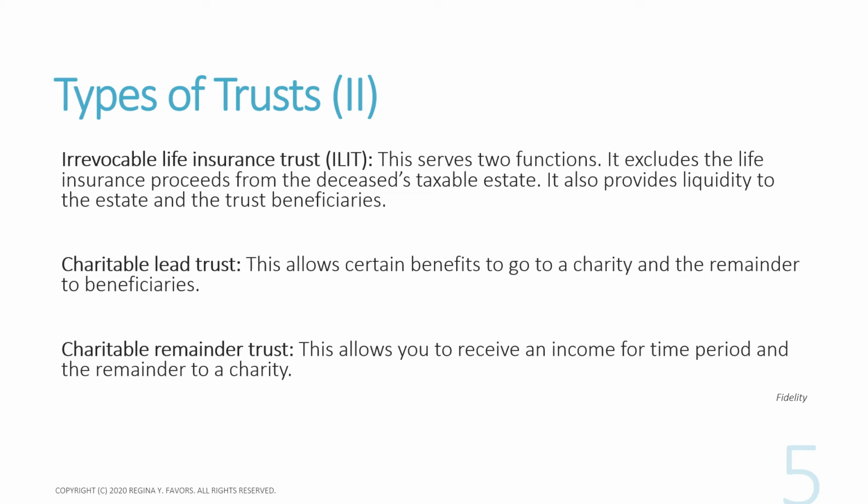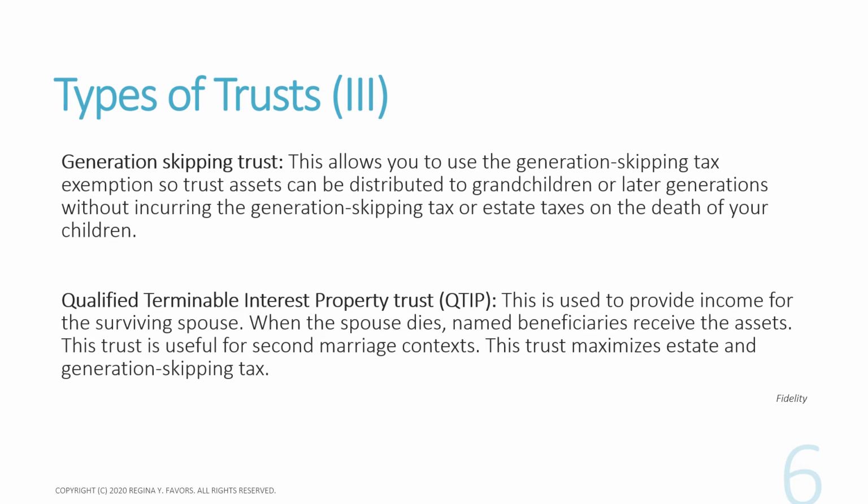Charitable lead trust. This allows certain benefits to go to a charity and the remainder to beneficiaries. Charitable remainder trust. This allows you to receive an income for a time period and the remainder to a charity. Generation skipping trust. This allows you to use the generation skipping tax exemption, so trust assets can be distributed to grandchildren or later generations without incurring the generation skipping tax or estate taxes on the death of your children.